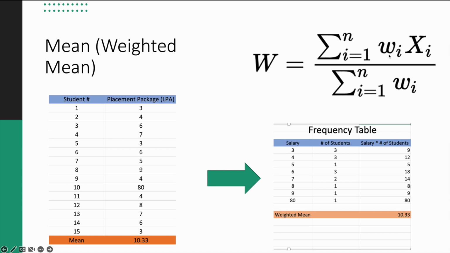So the formula is weight multiplied by individual observations, or the rows, here the salary, divided by the total number of weights. This sigma, these summation notations, if you see, this is the summation of all the weights. In this particular case, the denominator will be 15. Wi Xi: Wi is the number of students, Xi is the individual salary. So 3 into 3 plus 3 into 4 plus 1 into 5. Okay, so this is how we calculate the weighted mean.